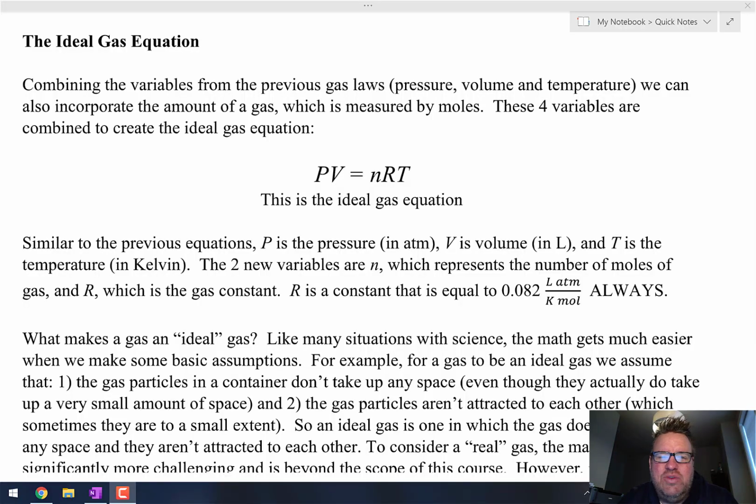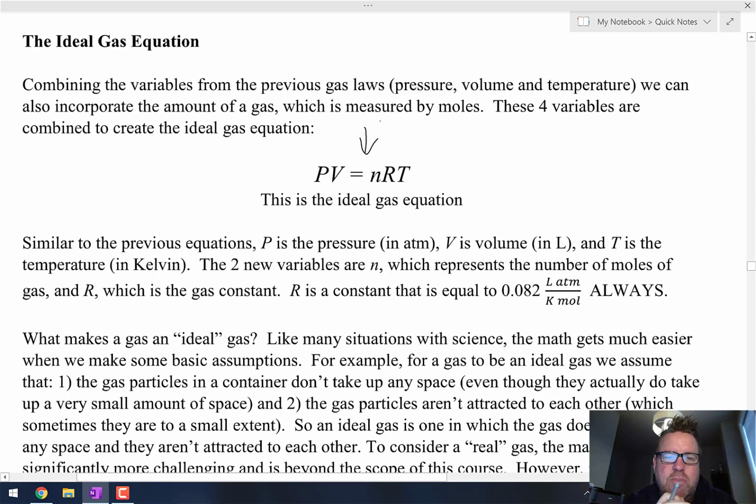Today's video deals with what's called the ideal gas equation. In all of our previous videos, we've talked about how the pressure starts at this and then changes to this, or the temperature's this and it changes to this. The ideal gas equation doesn't deal with whether the pressure, temperature, or volume changes. As you can see, here's the equation right here. There is no P1 and V1 or T1 or P2, V2, T2.